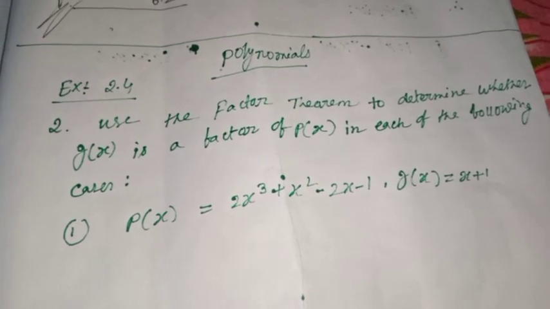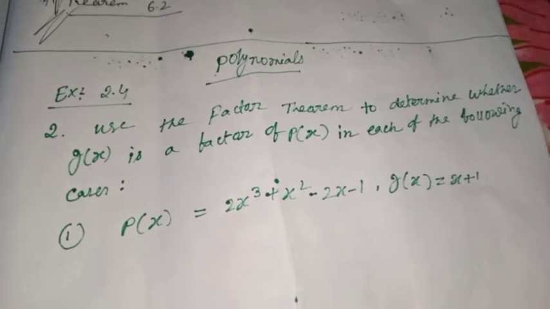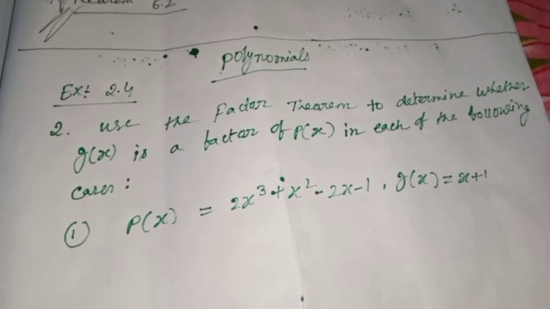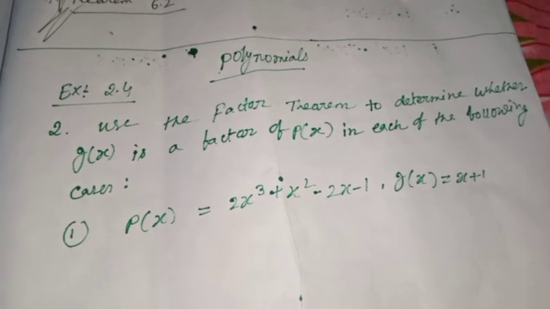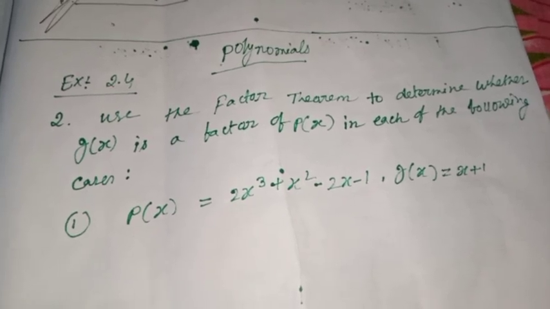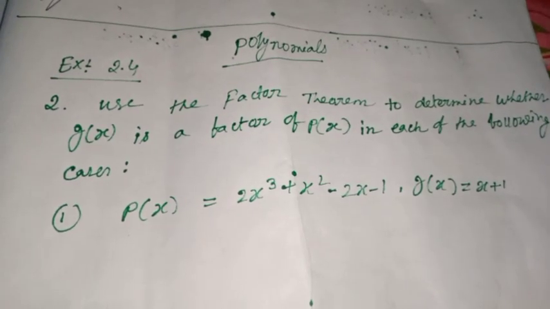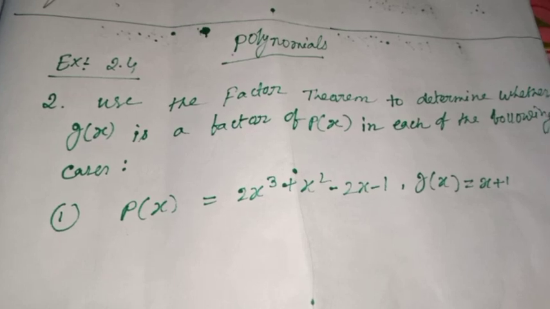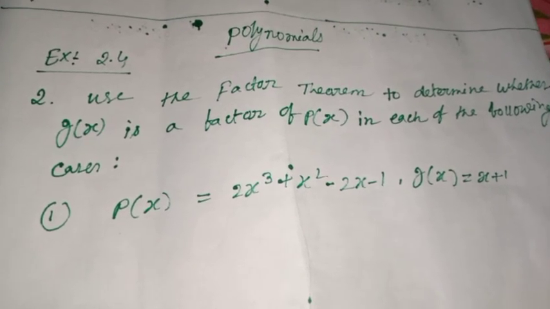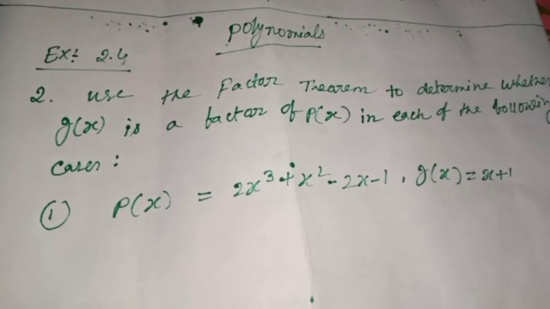In the last class, when I received your homework, the maximum number of students had done it correctly, but some of you made mistakes while simplifying after putting the value of x. So see, simplification or calculation is very important. If you know the formula, if you know how to use the factor theorem or anything, the simplification part is very important.